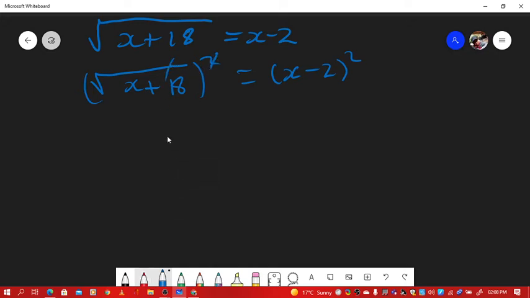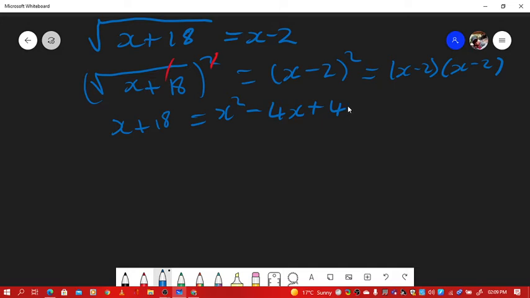Then we are going to be having x plus 18 on the left hand side. Okay, now I'm going back to blue. x plus 18, which is equal to, now I'm going to FOIL this. Because this is also equal to x minus 2 into x minus 2. So if I FOIL this here, I'm going to have x squared minus 4x minus 2x minus 2x plus 4.